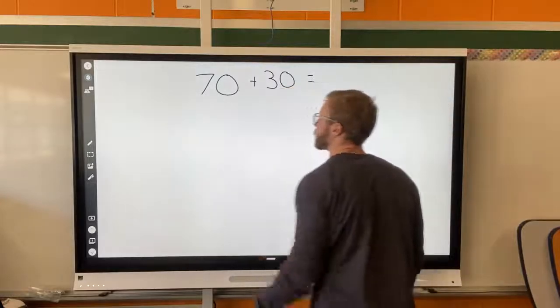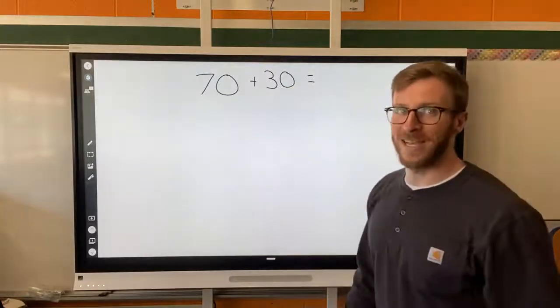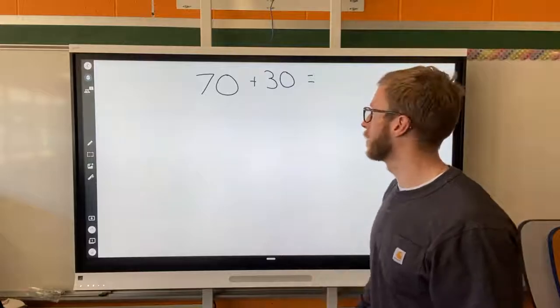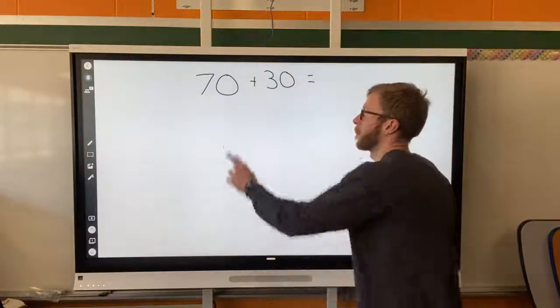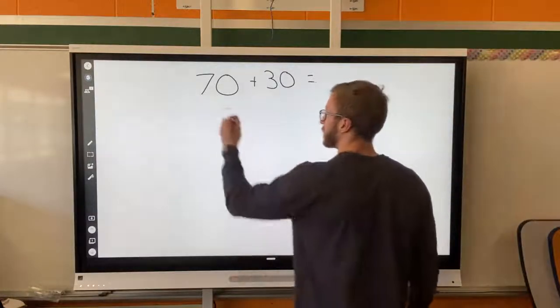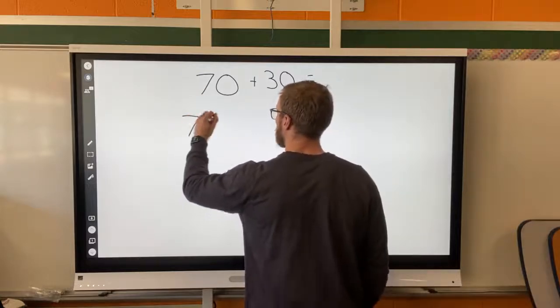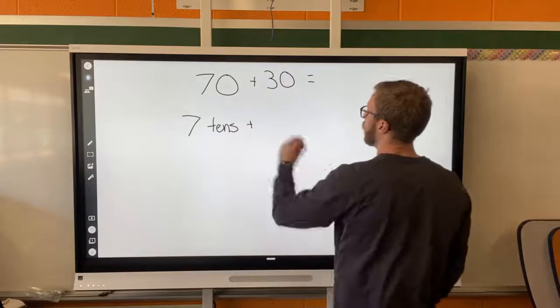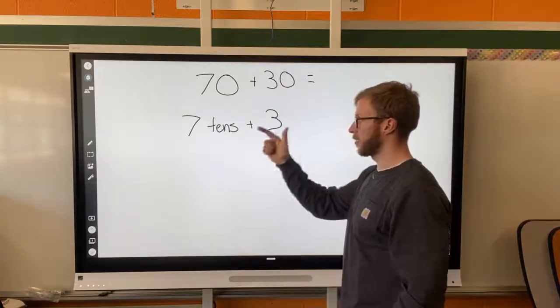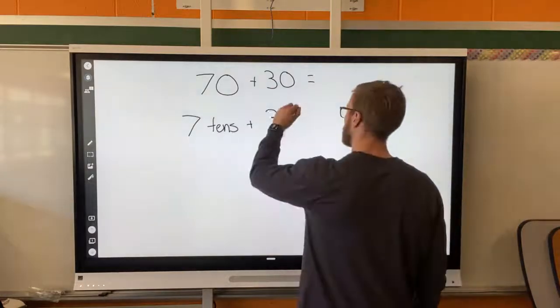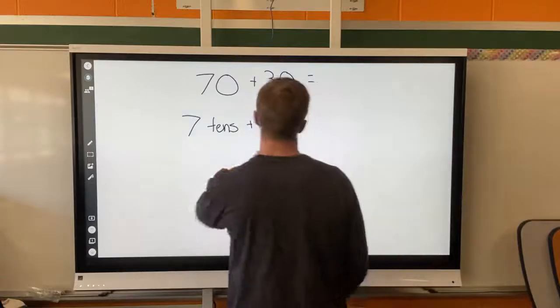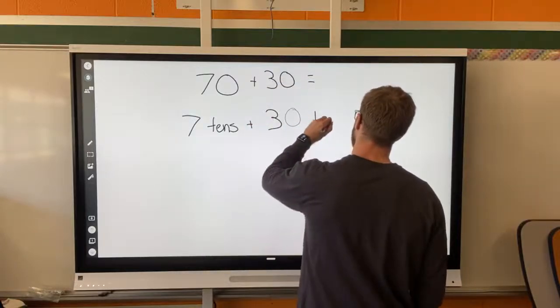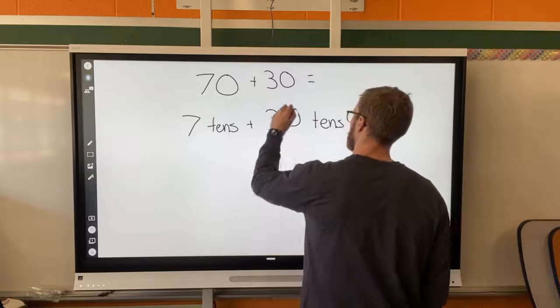The number 70, I'm starting with this. 70 plus 30, big number. Don't want to add all those together. 70, I want to figure out how many tens that is. Well, that's 7 tens. So I have 7 tens plus, well, 30 is 3 tens. 10, 20, 30, if I'm counting by tens. 30 is 3 tens.